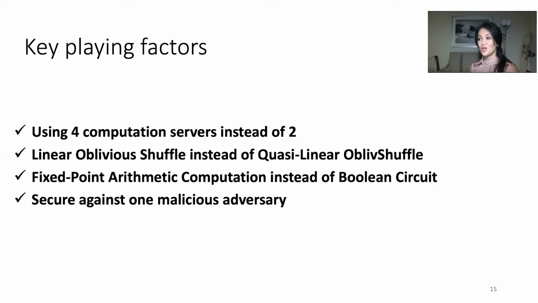And using 4 computation servers instead of 2, we could design a linear oblivious shuffle instead of a quasi-linear one. Also, we replaced the Boolean circuit with a fixed point arithmetic circuit to compute, for example, gradient descent values easier. In addition, we made our scheme secure against one active adversary as compared to the previous schemes that could only support semi-honest adversaries.